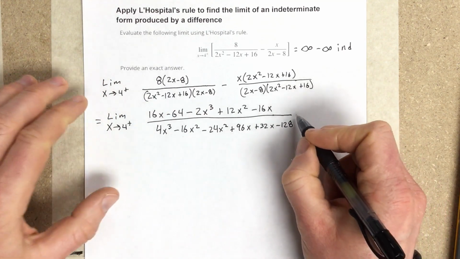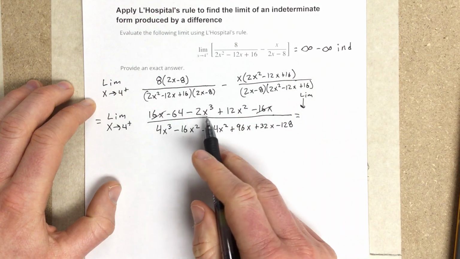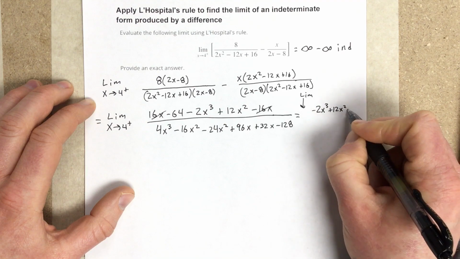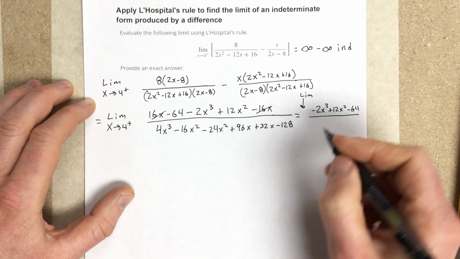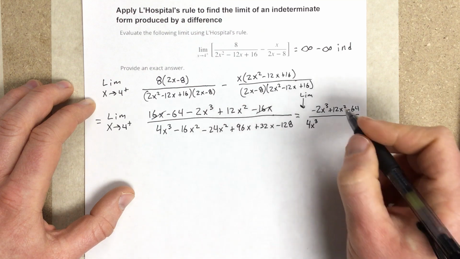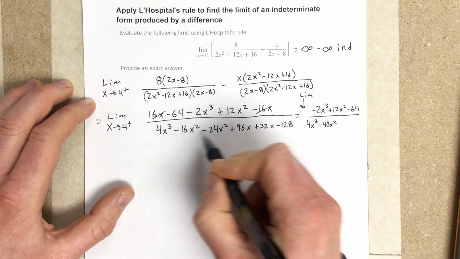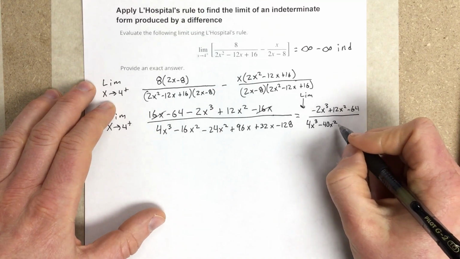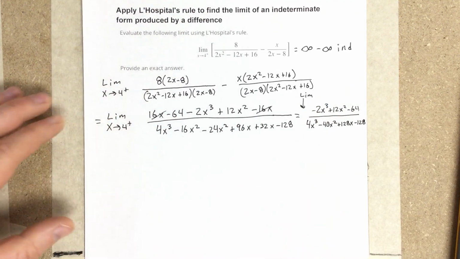Let's combine some like terms. So I'm just going to write that the limit should be here. Negative 16x cancels with 16x, and I get negative 2x cubed plus 12x squared minus 64. All over, in the denominator, does anything cancel? No, but we can combine some stuff together, so we can write 4x cubed. We can combine the negative 16 and the negative 24, that should be negative 40x squared. So we've taken care of these two pieces. Then 96 and 32, 128x, and then minus 128. Now we're in a good spot to apply L'Hopital's rule.